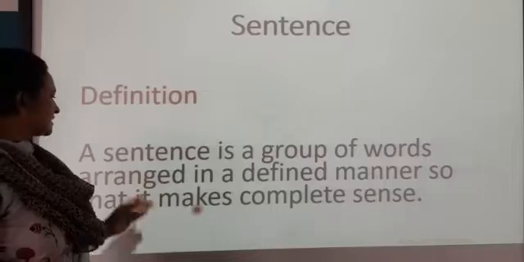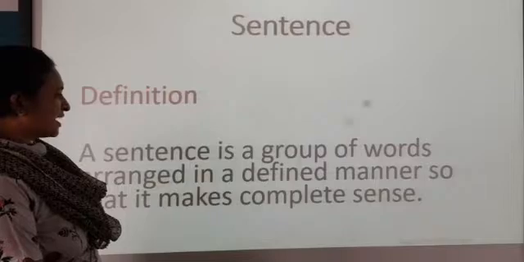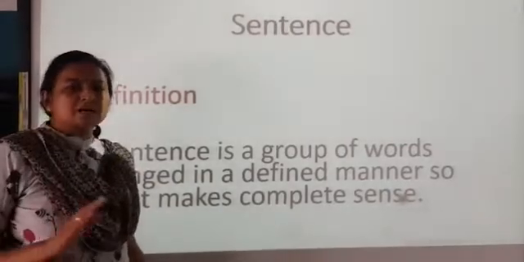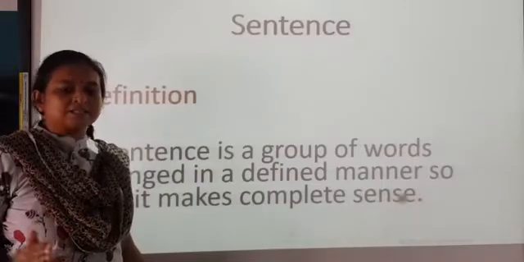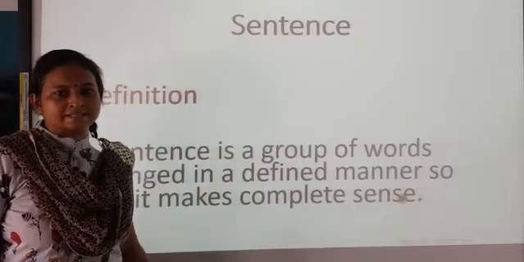Definition of sentence. A sentence is a group of words arranged in a defined manner so that it makes complete sense, right? Arrangement of words giving a complete meaning by itself is known as a sentence.